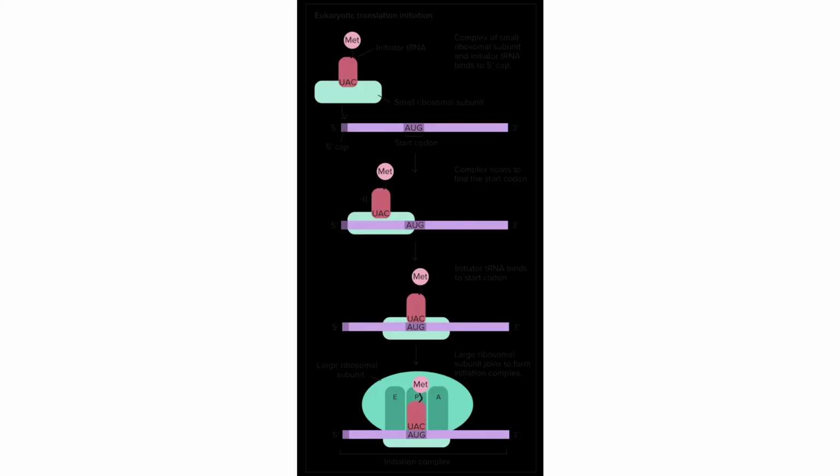There are three major phases to translation. The first step is initiation. In this stage, the ribosome comes around the mRNA and the start codon is attached to the first tRNA. Translation cannot begin without the start codon at the 5' cap. The basis for the start codon is AUG.